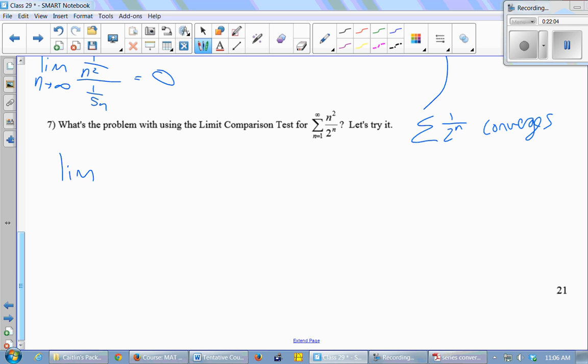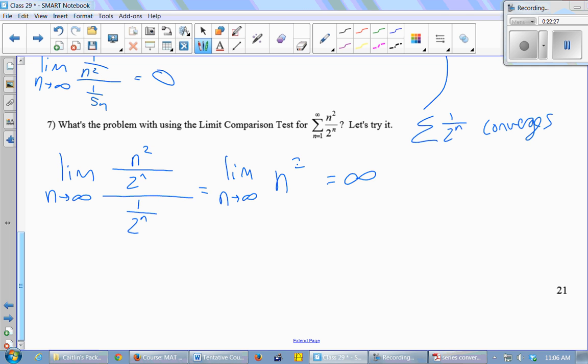So take the limit as n goes to infinity. The terms of one of my series is n squared over 2 to the n. Divide by the terms of my series whose behavior is known, 1 over 2 to the n. Simplify this, and you end up with the limit as n goes to infinity of n squared. Right? And that's infinite. So I'm inconclusive.